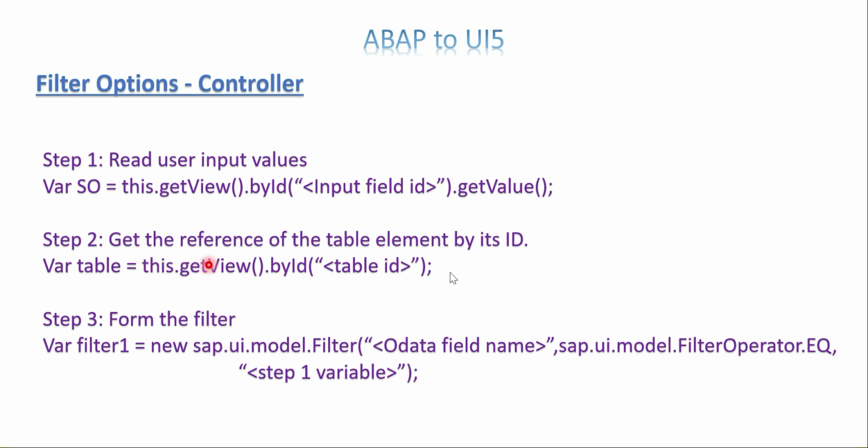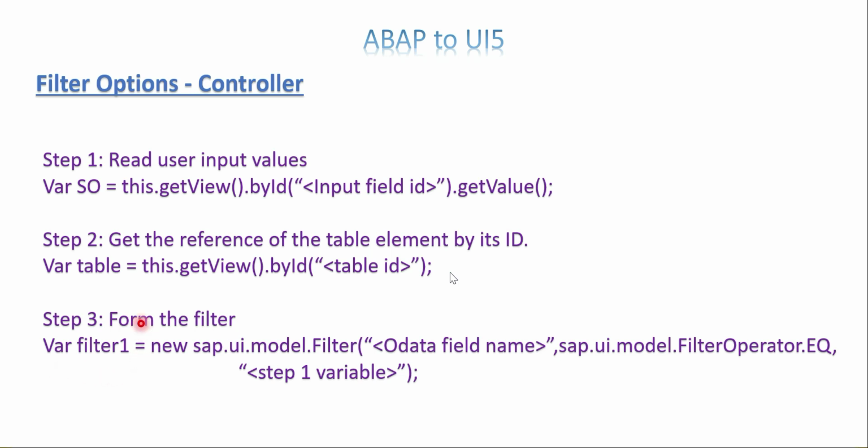And then you need to get the reference of the table element by its ID, because the table is the place where we are going to display all the output records. So that also needs to be captured as a reference variable over here. I'm going to use the same thing, this get view by ID and the table ID. Every table has its own ID, just get that one. And then form the filter option. Again, everything is for one particular field only. So we can repeat the same for the second one.